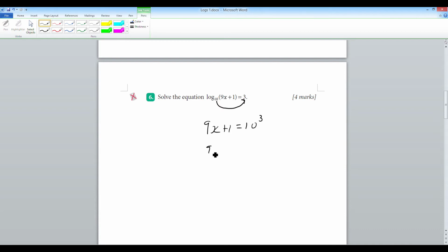So I can say 9x plus 1 is equal to 1000, because 10 cubed is 1000. I'm going to subtract 1 on both sides, so 9x is equal to 999, and therefore x is equal to 111. I just made x the subject here. They told us to solve the equation. Solving normally means find the value of x.